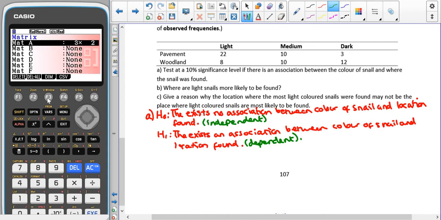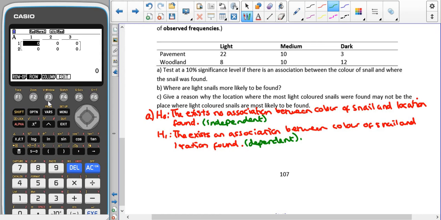So if you click exit, it comes back out. If I put them back in the correct way around, number of rows 2, number of columns 3, that does look like the table that we have in front of us. So it's okay if you forget which way around they go. Type them in one way. If it doesn't look right, type them in the other way.